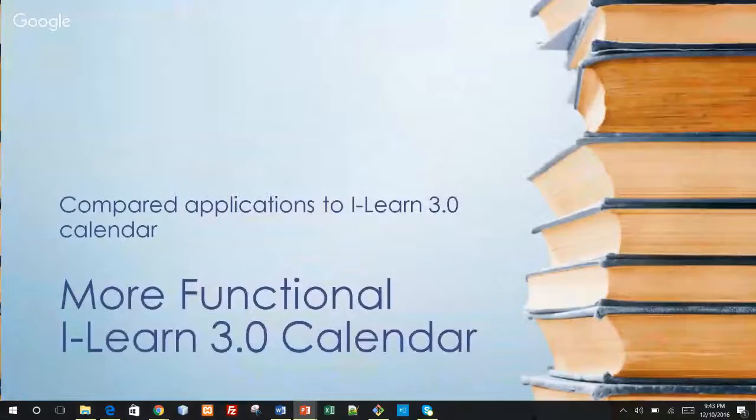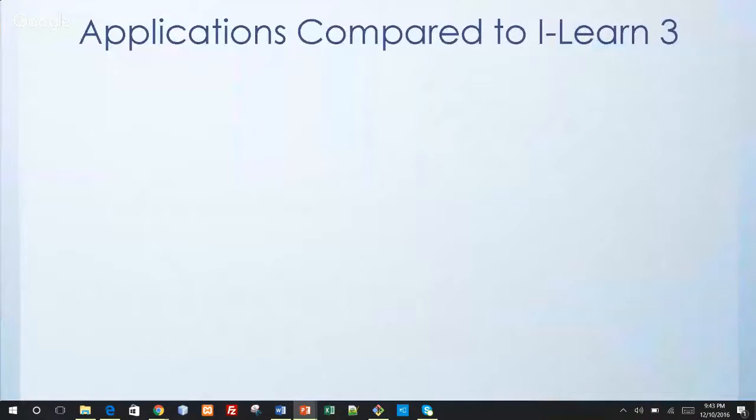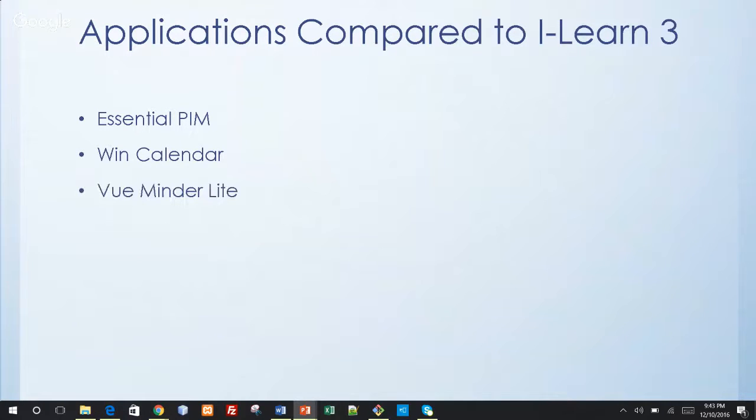So we're going to compare the applications now. So you used 5 applications for this. First was Essential PIM, Win Calendar, ViewMinder Lite, Principal Cal. These 4 programs right here are free. You can download them off the internet. I found them at cnet.com. And of course, we have Outlook 2016, which is part of the MS Office suite. Or if you're an online student at BYU Idaho, actually you get it as part of your email.